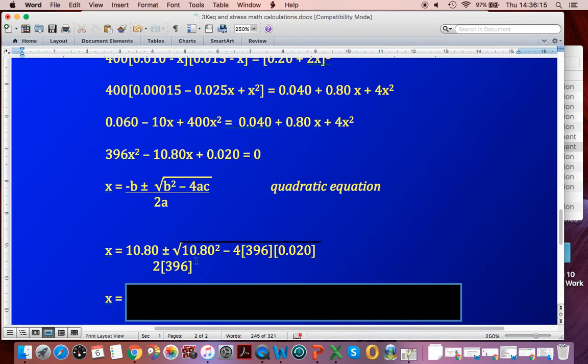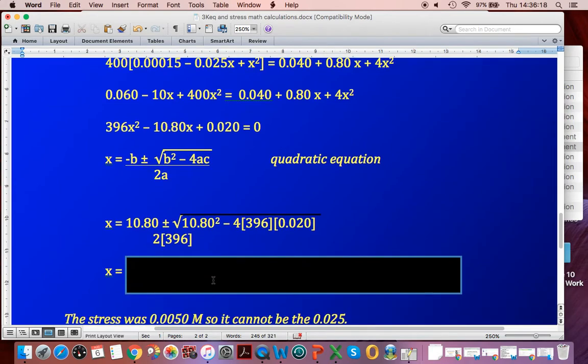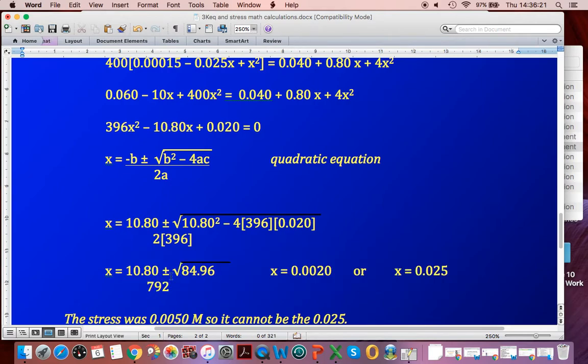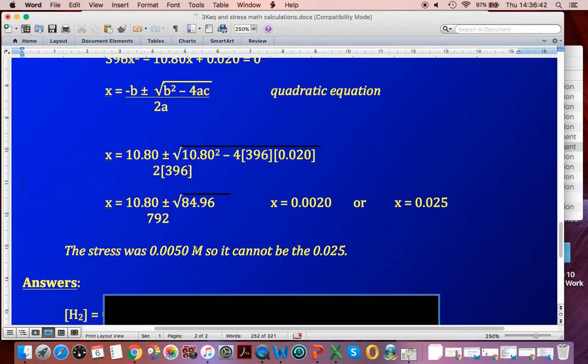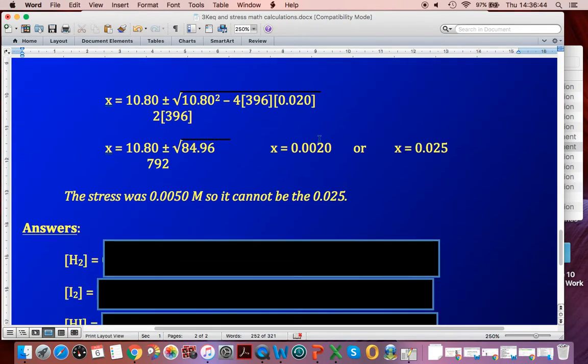So when we do this, we arrive at this terrible square root symbol there. And notice the minus 10.80 and minus became plus. And we get 2 possible values of x, 0.0020 or 0.025. And typically one of them we can throw away. And we would just put an x right through the 0.025 because it's too big. It's bigger than the value of the stress, so that makes no sense. So we have to use this one. Don't know if you can see me circling it, but try to circle it right here. Oh, there we are. Circle that.